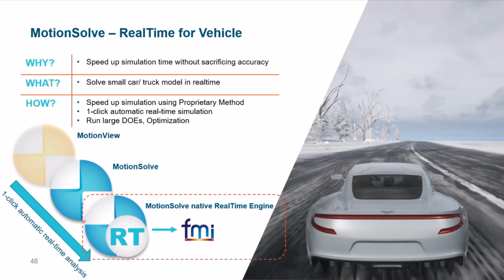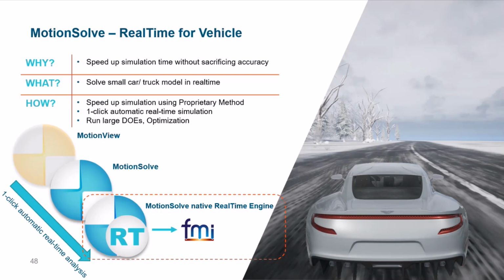The first feature in Motion Solve is real time. You might have seen this in 2024.1. Overall, Motion Solve 2024.1 had a real time feature where you can simulate the vehicle model in real time without sacrificing the accuracy.